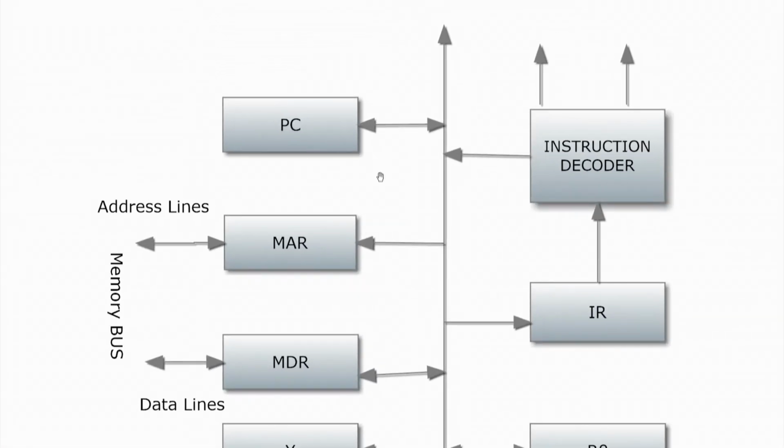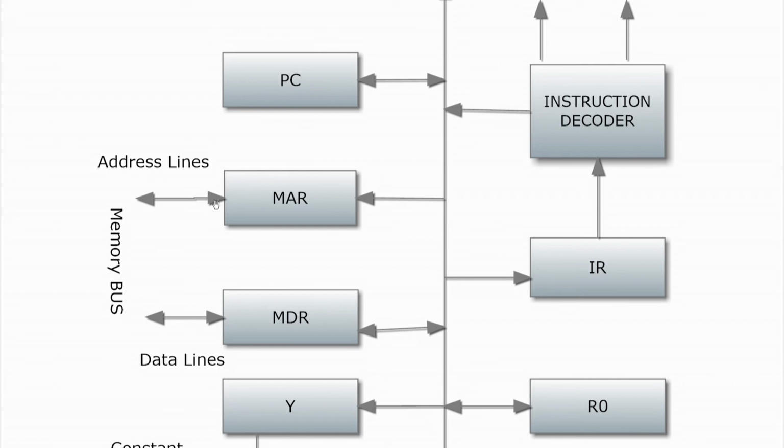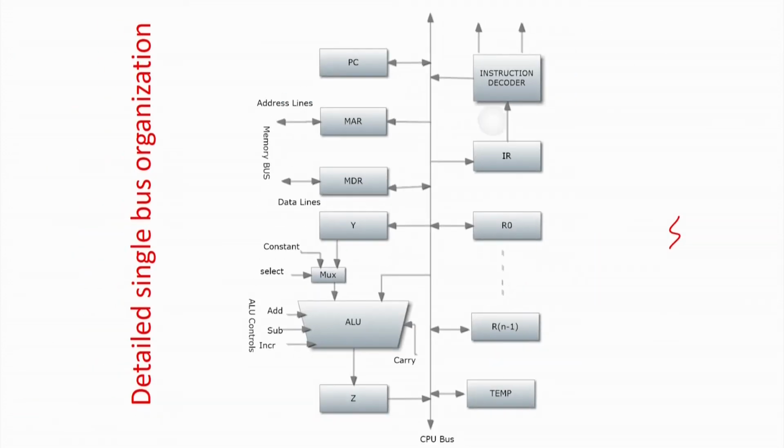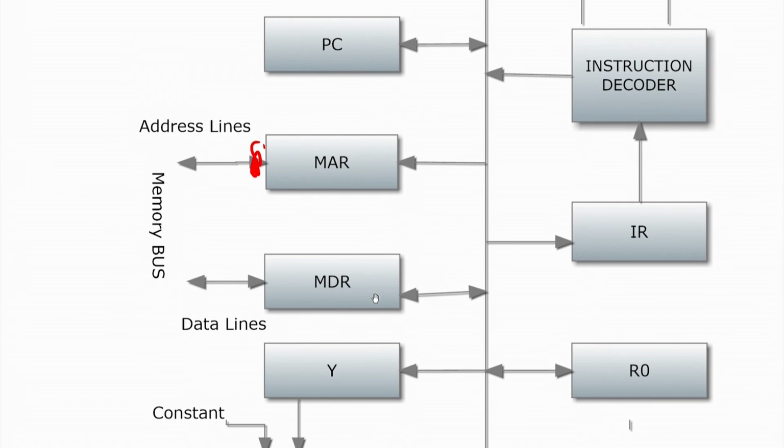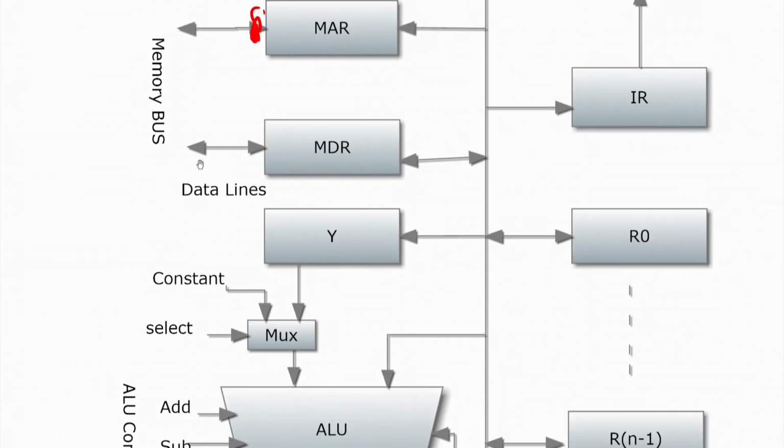If you remember, we have a program counter and a memory address register. In fact, this is a unidirectional bus. There was a small error yesterday which we have corrected: this is a unidirectional bus which goes to the output. Then we have a memory data register which takes the data from the memory.